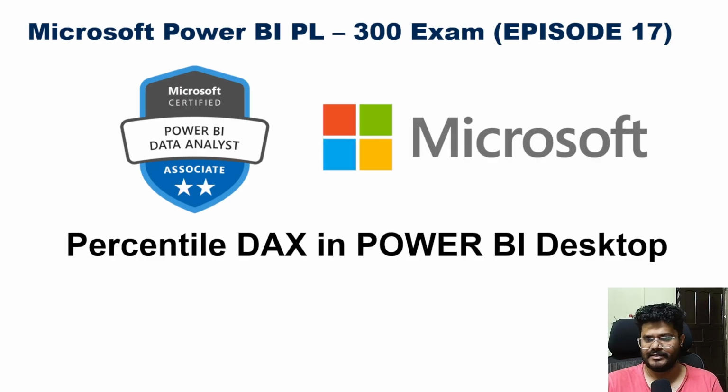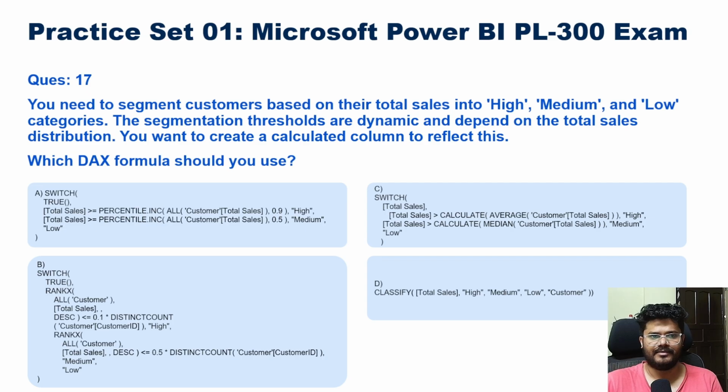So, that being said, let's jump in and see question number 17. The question is: you need to segment customers based on their total sales into high, medium, and low categories. The segmentation thresholds are dynamic and depend on the total sales distribution. You want to create a calculated column to reflect this. Which DAX formula should you use?